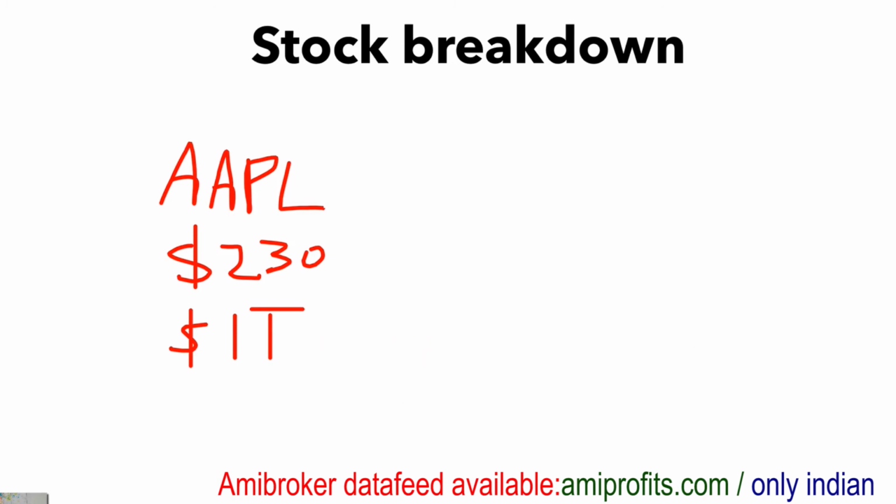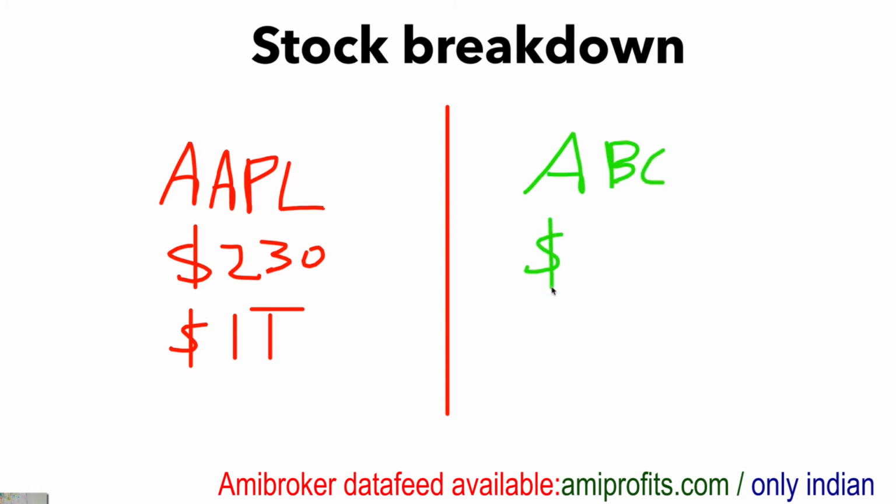Now, let's say we have another example, and this is a mistake I personally used to make a lot when I first started trading. I want people to avoid this or have a solid understanding. Let's say we take stock ABC. The share price is $230, but stock ABC has a valuation of $1 billion. A billion and a trillion, there's a huge difference.